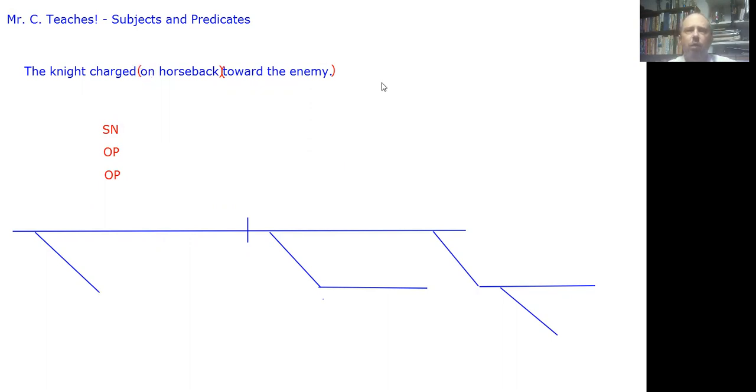And I ask myself, well, what's the verb? What is the action in the sentence? And well, that's "charged." So I'm going to underline the verb twice, because it seems like the verb's kind of important. Since it was the first thing, I underline it twice. Charged. Then I ask who or what charged, and obviously that's the knight. That means the knight is the subject of the sentence, and since knight is a noun, that's the subject noun, which we abbreviate as SN.